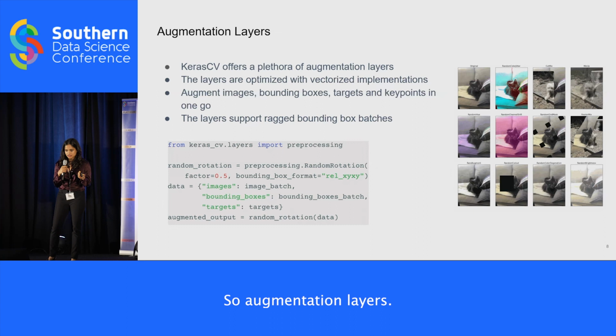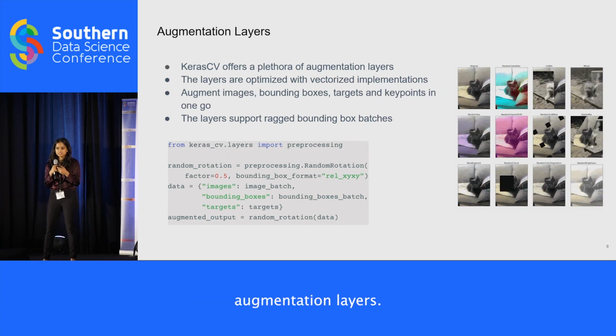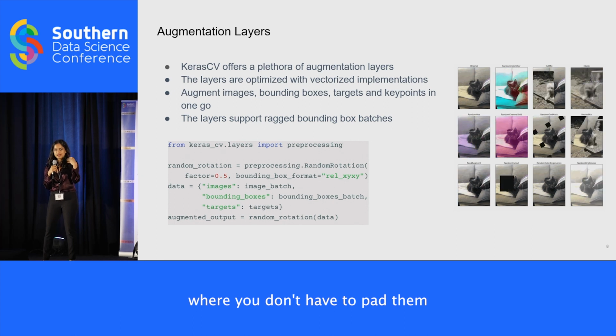So, augmentation layers. Keras CV offers more than 30 augmentation layers. All the layers are optimized with vectorized implementations. That is, your training and inference runs faster than your regular implementations. The augmentations are done for entire data, not just images. So if that is images, your targets, key points, bounding boxes, everything in one go. The layer supports ragged bounding boxes too. That is typically the case when you have a batch of images and every image has a different number of bounding boxes. Having that ragged bounding box support would really reduce the code overhead, where you don't have to pad them and then filter them and so on.